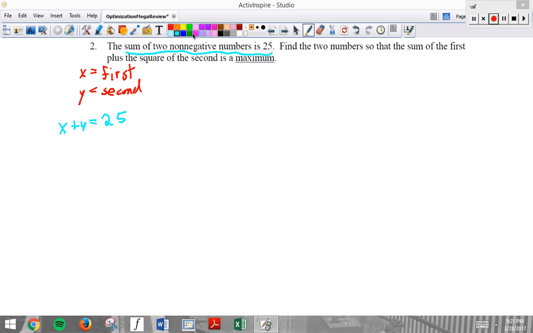I don't know what color we want. The sum of the first plus the square of the second is a maximum. So what's easiest to plug in here? X. So we're going to have y's to deal with, unfortunately. 25 minus y plus y squared.